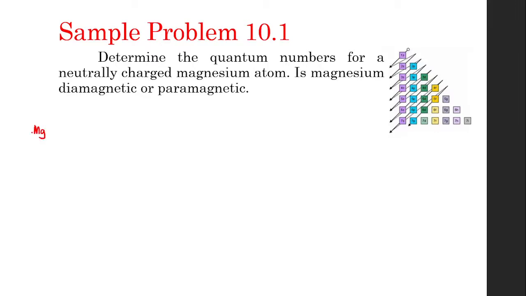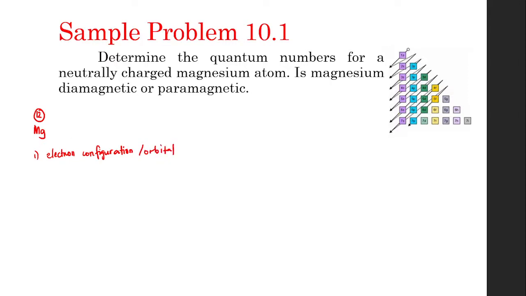magnesium actually has 12 electrons, right? So let's write that. Magnesium has 12 electrons. So what we are going to do is write the electron configuration. You can do this separately from your orbital diagram, but what I'm going to do is mix it with the orbital diagram already.